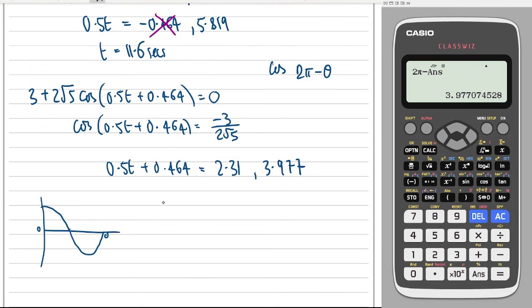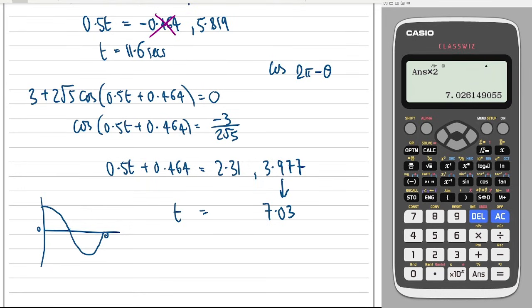So let's find what these values are. First off, let's subtract 0.464 from both of them. And I get 3.51, and then I'm going to times it by 2 because it's 0.5t, and I'm going to get 7.03. So that's that one there, and that's equal to t.